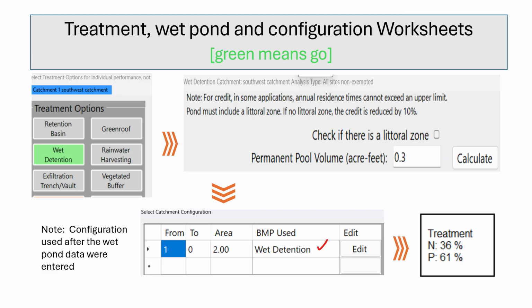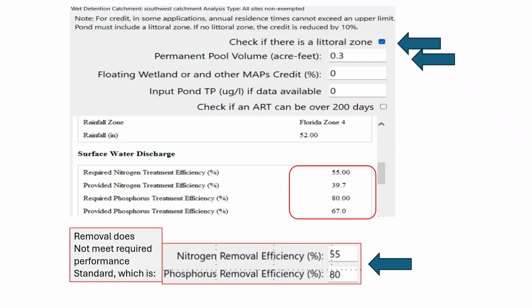The data for this scenario is derived from an actual ERP application, though we've altered the site location for this educational presentation. The current removal performance does not meet the required standards, even after we implemented a design change for the wet pond to include a littoral zone. Although the catchment characteristics themselves remained unchanged, the resulting annual removal is 39.7% for total nitrogen and 67% for total phosphorus. These figures unfortunately fall short of our specific removal standards, which are 55% for total nitrogen and 80% for total phosphorus.